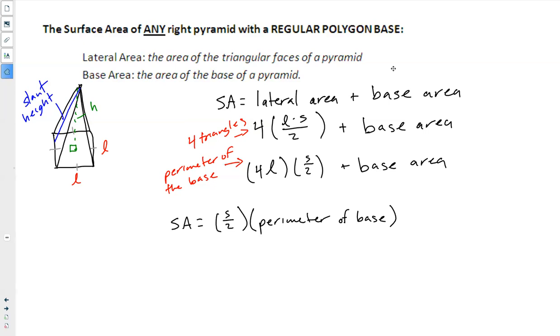Okay, so that's really nice. Instead of having to calculate the front and the back and the side surface area for a right rectangular pyramid, we can just calculate the perimeter of the base and multiply it by slant height over 2. But note that this only works for regular polygon bases, so all sides need to be the same. So plus the base area.